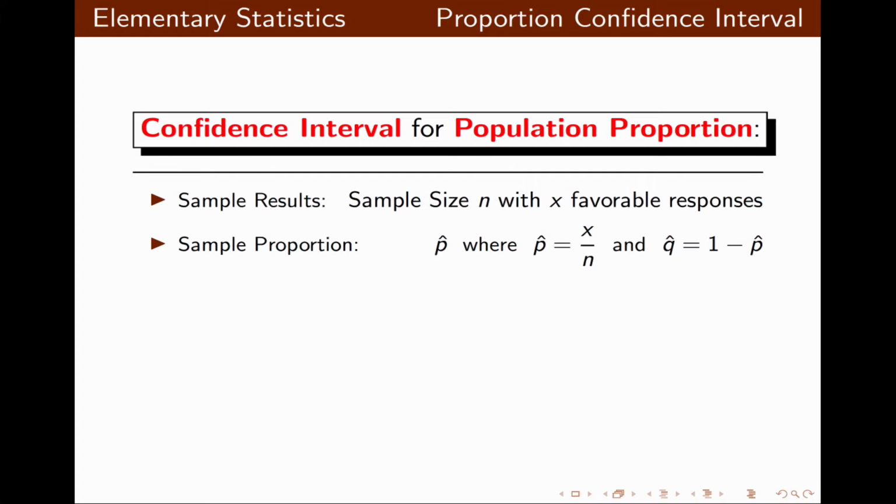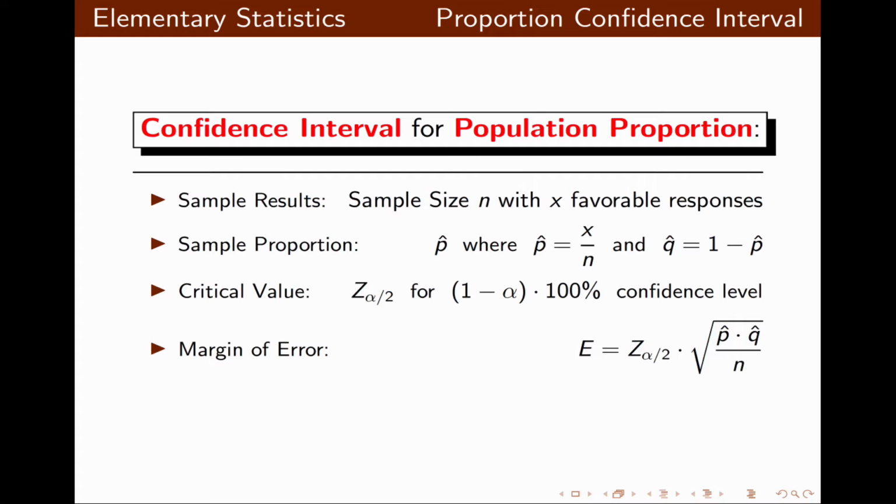We're going to find a sample proportion p hat, where p hat is X over N, and q hat will be 1 minus p hat. We're going to find a critical value z for the desired confidence level. Then we're going to find the margin of error, which is z times the square root of p hat times q hat divided by n.